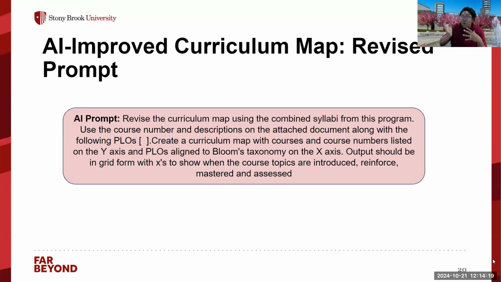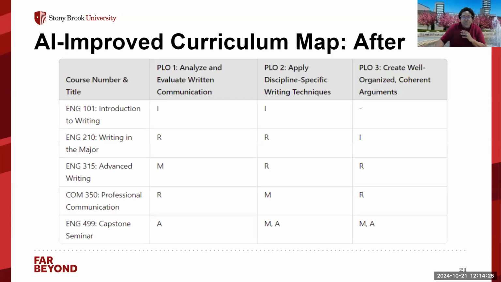So this is a lot wordier, but it gives us a little bit more when it comes to the curriculum map. Here's the revised output from ChatGPT. It lines our PLOs up on the top. You see the courses on the side, and then it lets me know when those courses are introduced based on the PLO, when they're reinforced, when they're mastered, and when they are assessed.